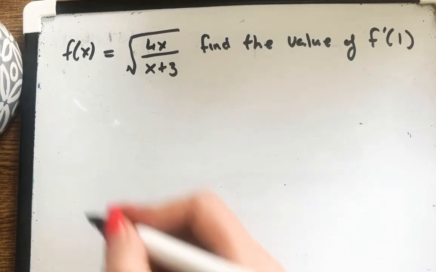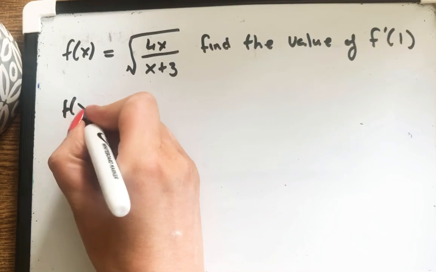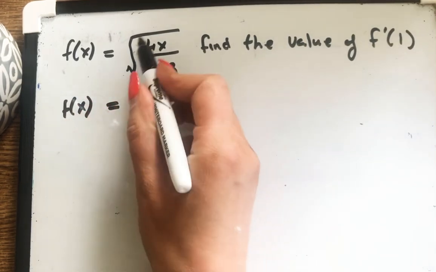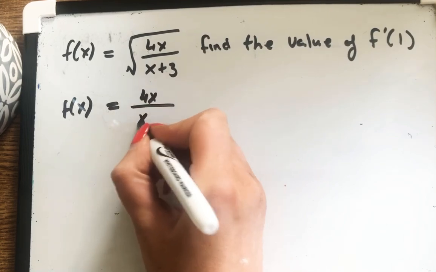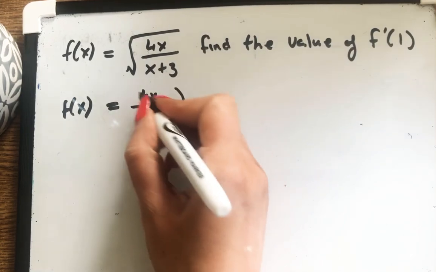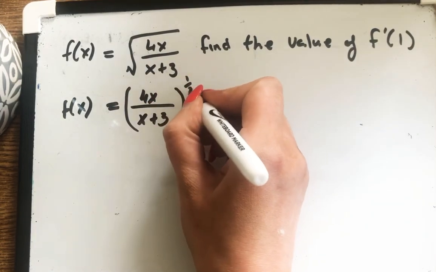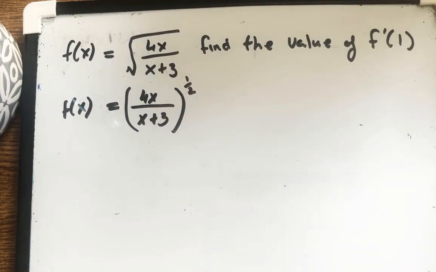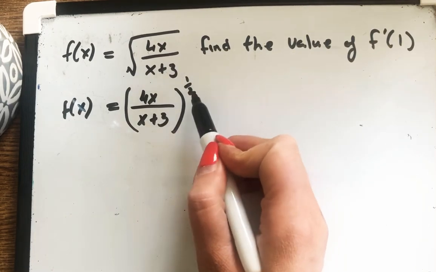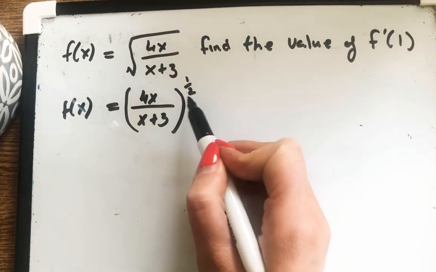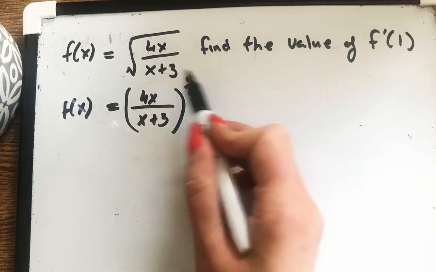So let's begin the question by firstly rewriting our function. We know that the square root can be represented by the power of a half. So let's put all of this function to the power of a half. We can now see that we have the chain rule here because we have a function and it's to the power of something, where the power can be a whole number or it can be a fraction. So we'll bring our half down in front.